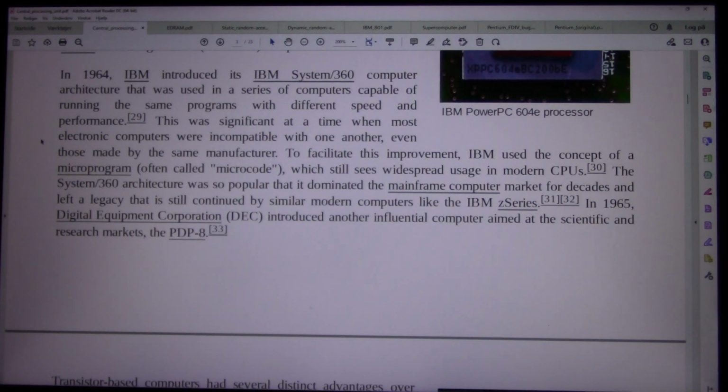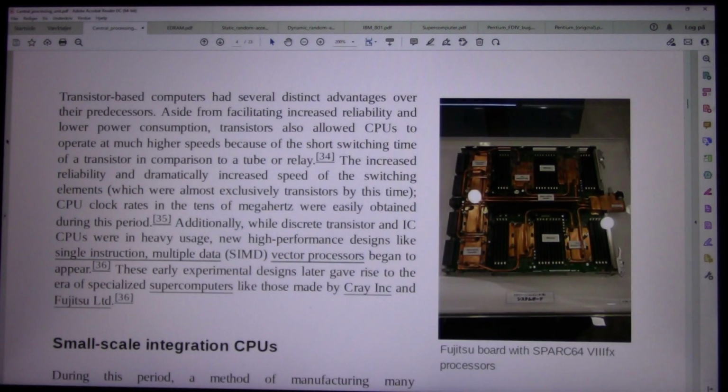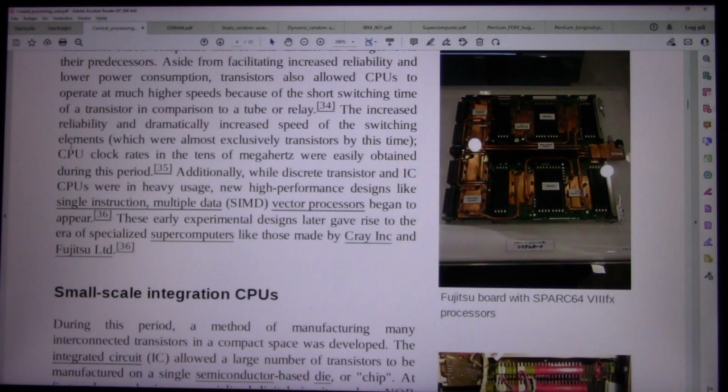The System/360 architecture was so popular that it dominated the mainframe computer market for decades and left a legacy that is still continued by similar modern computers like the IBM Z series. In 1965, Digital Equipment Corporation, DEC, introduced another influential computer aimed at the scientific and research markets, the PDP-8.